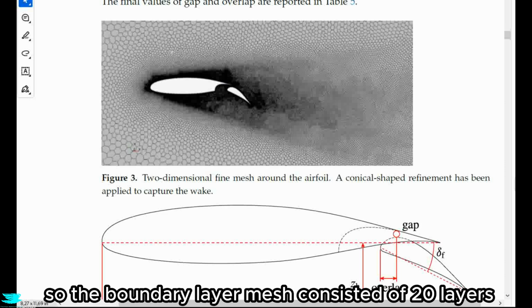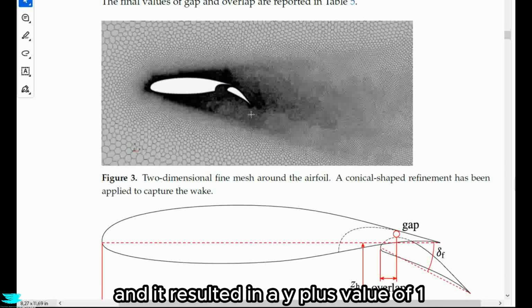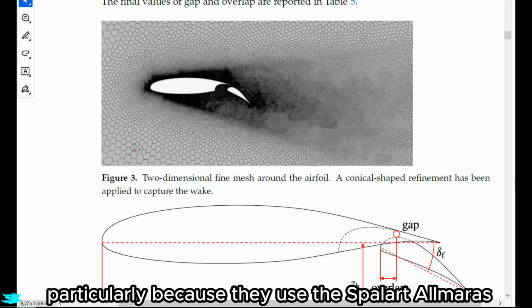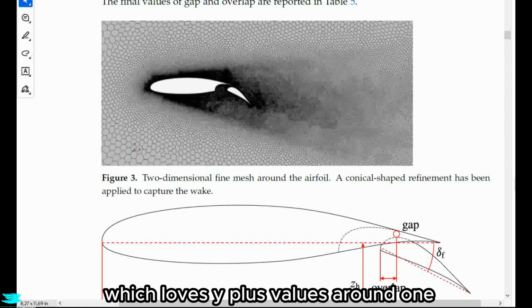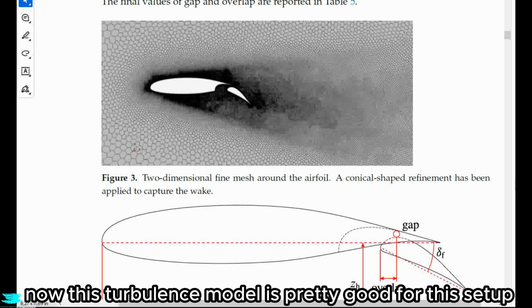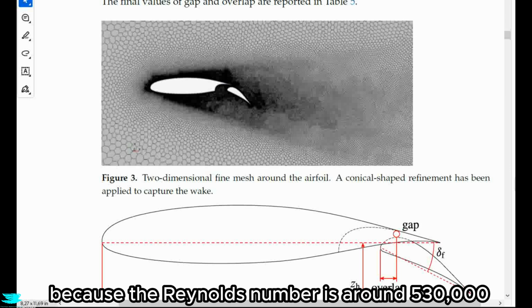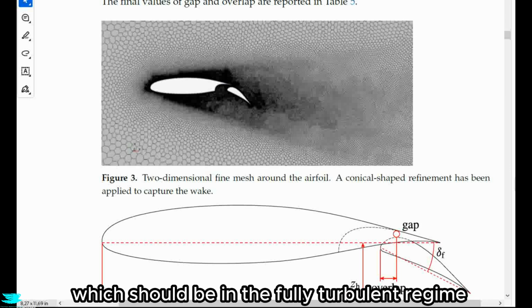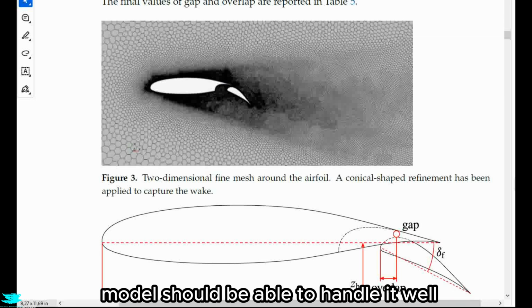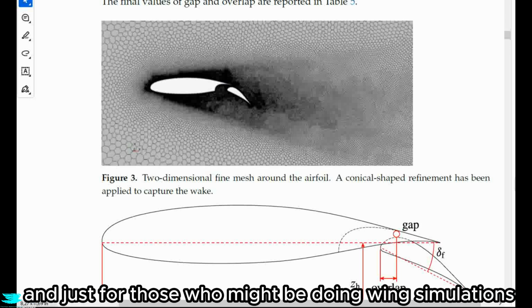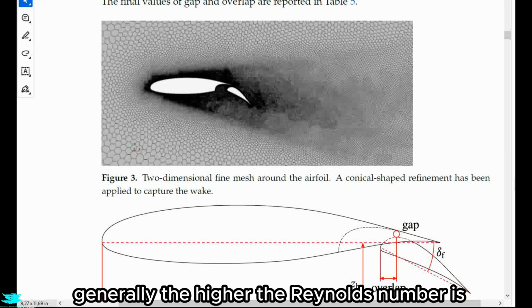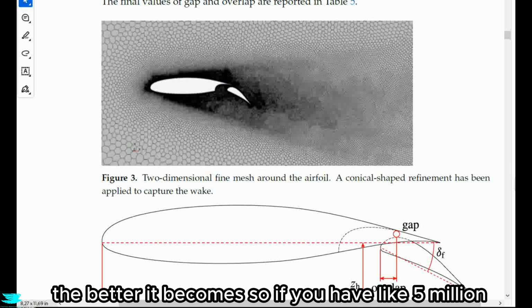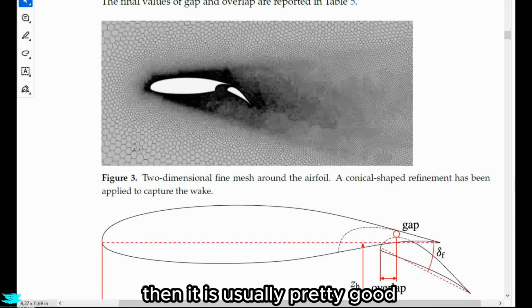So the boundary layer mesh consisted of 20 layers, and it resulted in a Y+ value of 1, which is good, particularly because they use the Spalart-Allmaras turbulence model here, which loves Y+ values around 1. Now this turbulence model is pretty good for this setup because the Reynolds number is around 530,000, which should be in the fully turbulent regime, so the Spalart-Allmaras model should be able to handle it well. And just for those who might be doing wind simulations and are wondering when to use the Spalart-Allmaras turbulence model, generally the higher the Reynolds number is, the better it becomes. So if you have like 5 million, then it is usually pretty good.